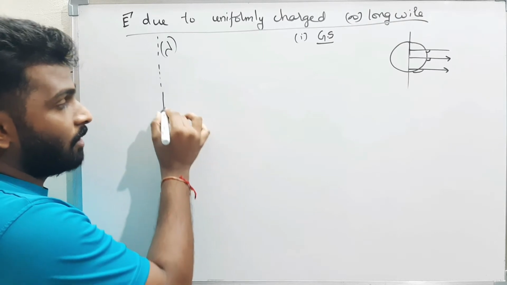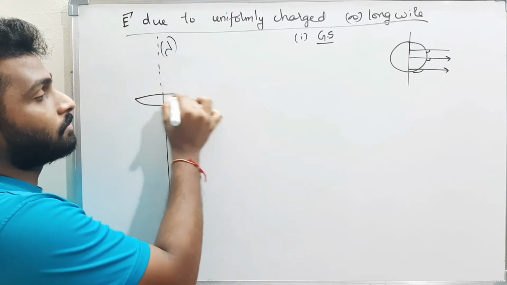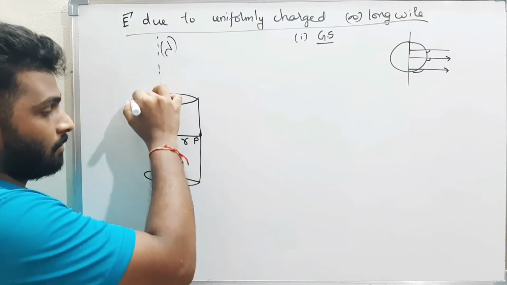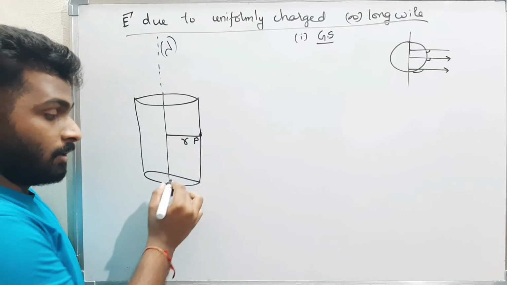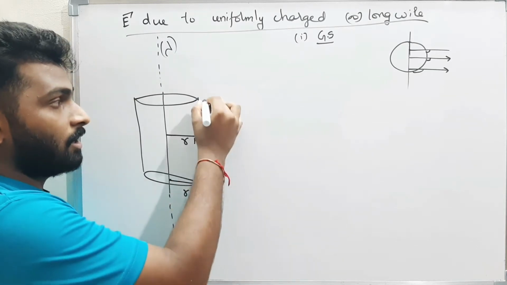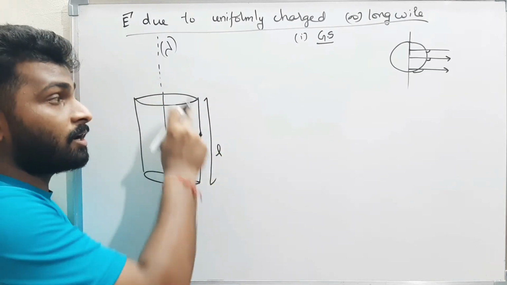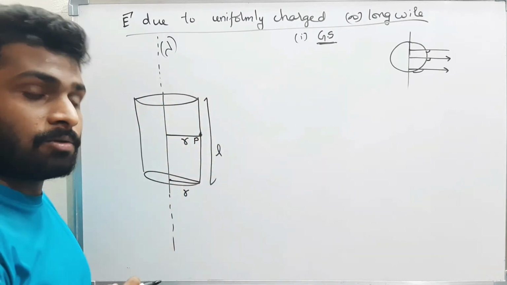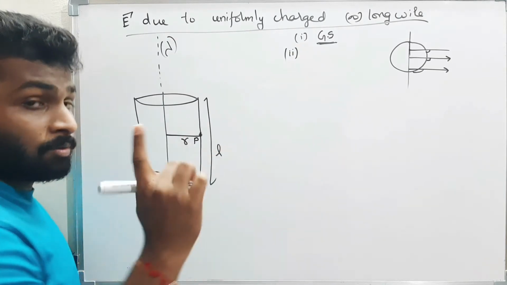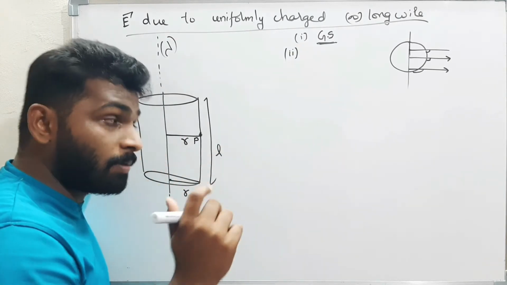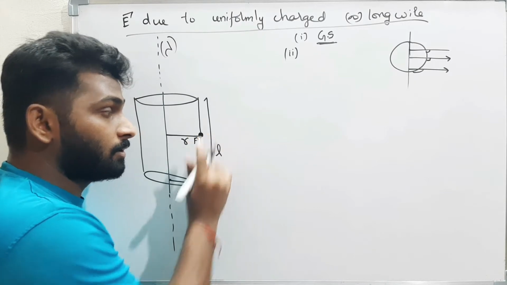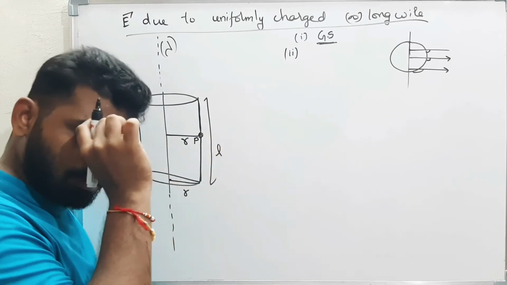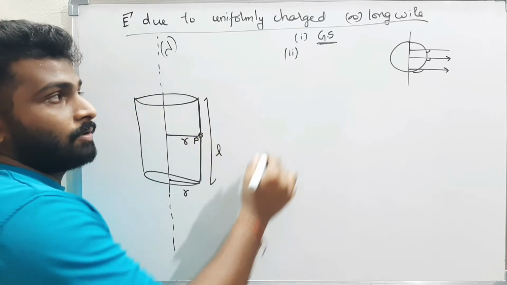Notice here. I assume the cylindrical body. The radius of the cylindrical body is R and the length I took as L. This cylindrical body is nothing but a Gaussian surface. Well and good. One more point to remember. Always the Gaussian surface has to pass through the point where you are going to find the electric field. This Gaussian surface has to pass through the point where we are going to find the electric field. That is compulsory.